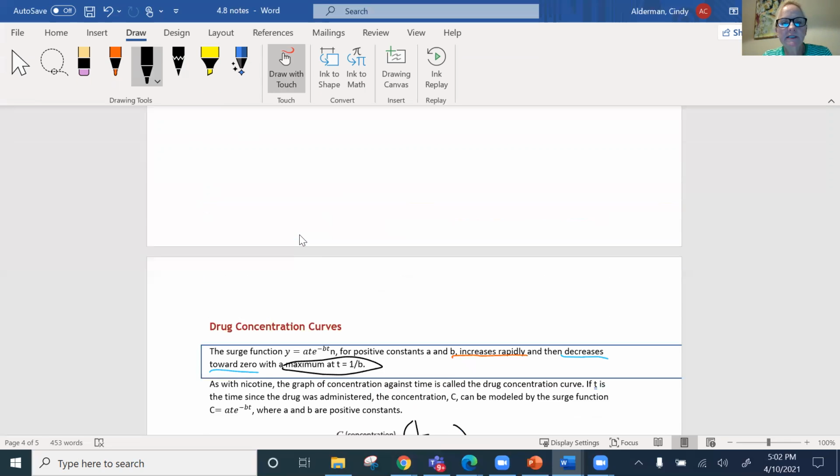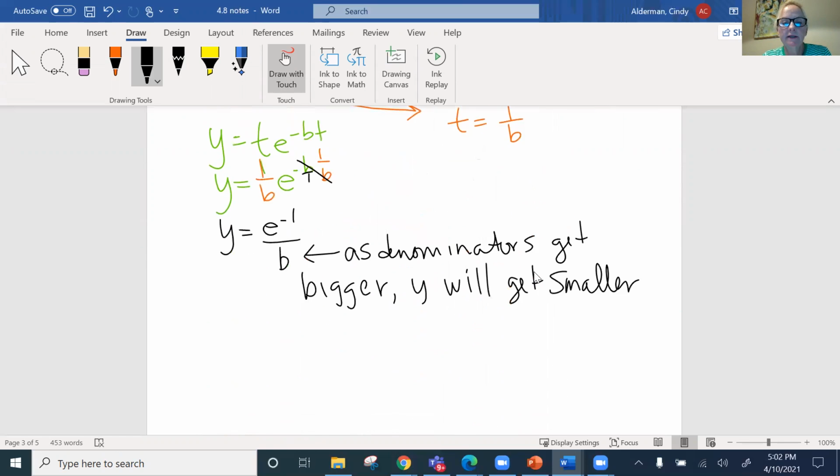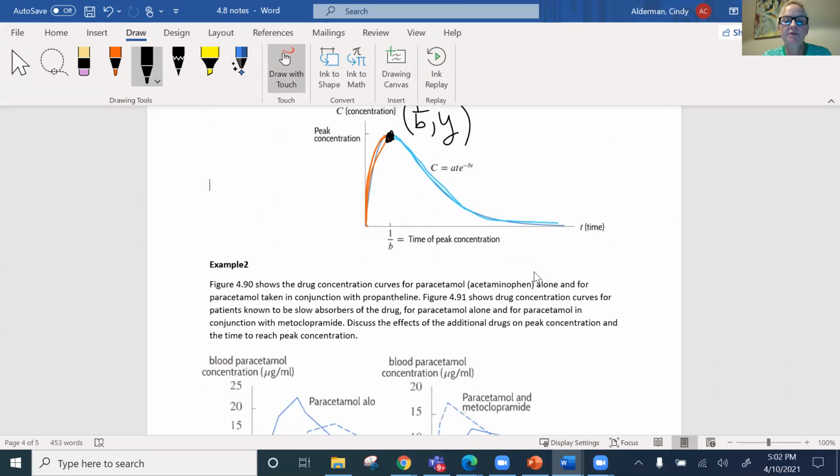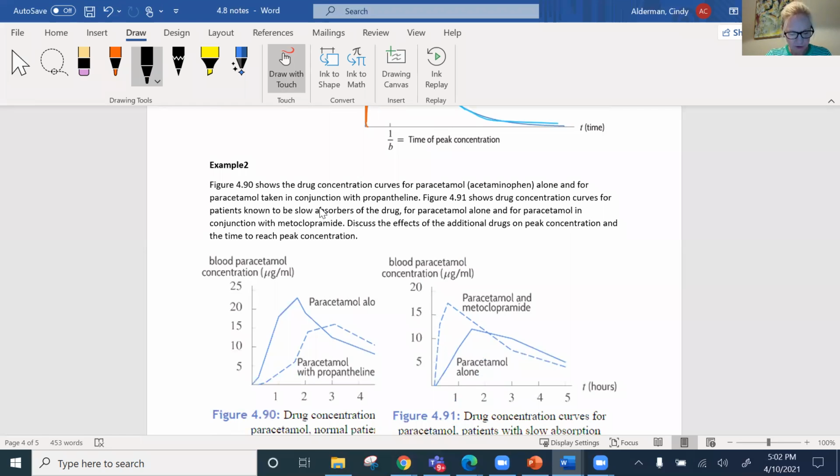Because look at what we just did over here. We use the product rule to say that the max is going to occur here at T is equal to 1 over B, right? So that saves you time if they give you enough information in a problem, rather than differentiating it and setting that equal to 0. You can just, if you know the B value, you know that it's just going to be 1 over B. And I'll show you an example of that in a minute.